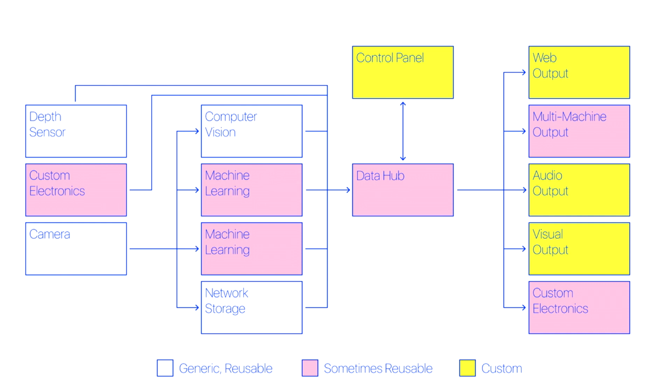So when we take a look at the architecture of a big installation, you usually have a bunch of inputs like depth sensors, electronics or cameras, and then we have data processing. Then we have a control panel which orchestrates everything, and then the custom outputs layer. And some of the things are reusable, not in a lot of cases, but for simple tasks they are. I'm going to show this in a minute.